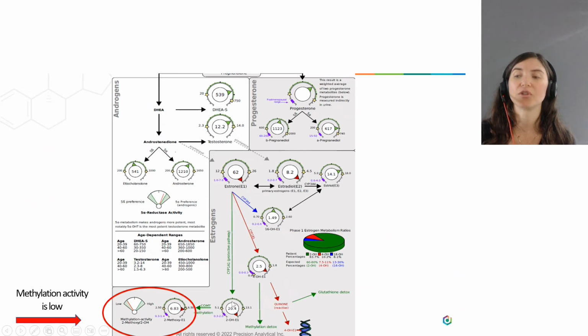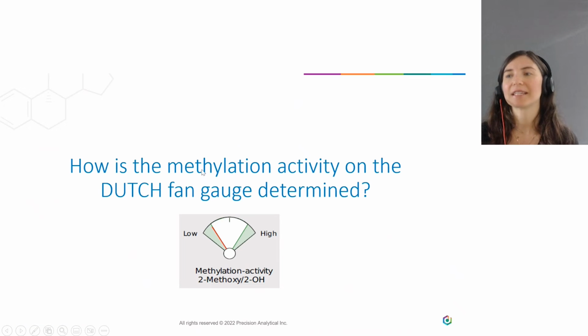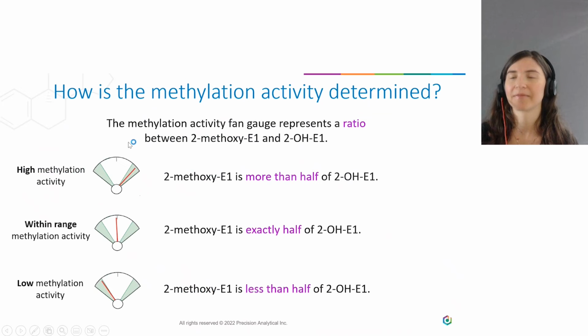So in phase 2, the 2-hydroxy-E1 and the 4-hydroxy-E1, they both can be methylated. So it's really important for methylation to be working well, because if methylation is low, then the 2-hydroxy-E1 and the 4-hydroxy-E1 can back up and build up in phase 1 and cause more DNA damage. So how is the methylation activity on the Dutch fan gauge determined? How do we determine where this red dial points? It turns out the methylation activity fan gauge represents the ratio between that 2-methoxy-E1 number and the 2-hydroxy-E1 number.